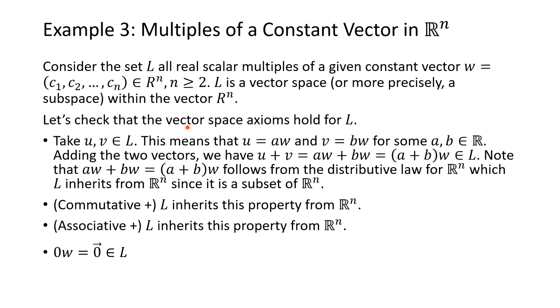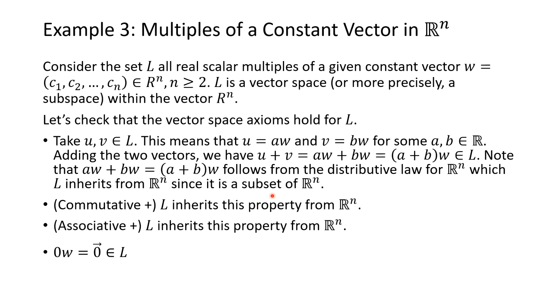So we need to check the axioms. First try for closure, we take U and V in L, which means that U is a multiple of W, AW here, and V is a multiple of W. Then we add U plus V. We substitute in AW and BW for U and V. Then we use the distributive law here to factor out W, and the distributive law holds because L is a subset of Rn. So we have shown closure because this is A plus B is just a constant times W, and then by definition that's in L.